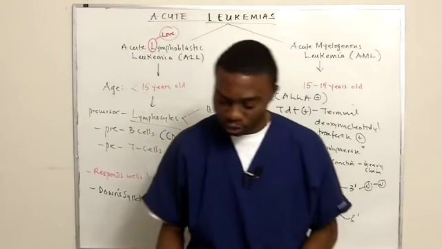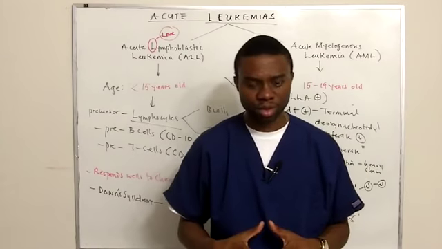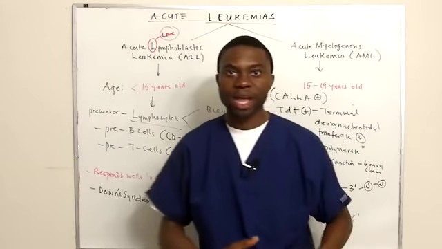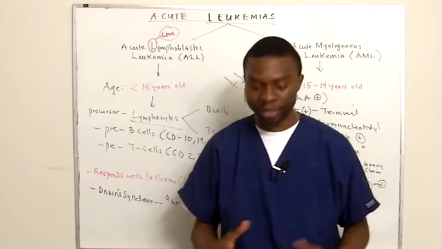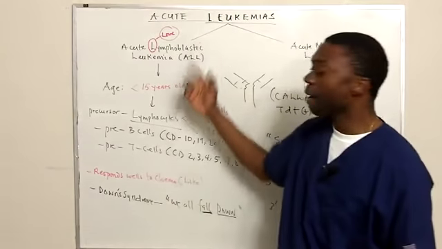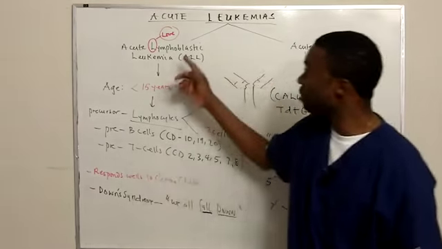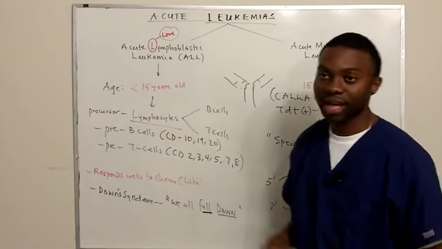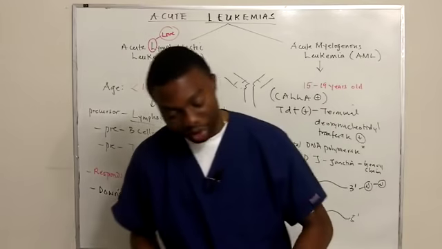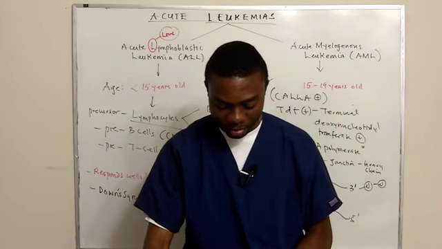Now, usually children with ALL might just present with very, very mild symptoms. They might just have fever, throat pain, bone pain with a huge spleen, and that might just be their presentation. But you have to detect it by doing a bone marrow biopsy to be able to see these immature cell lines inside ALL. Now, remember, this disease is very, very responsive to chemotherapy.